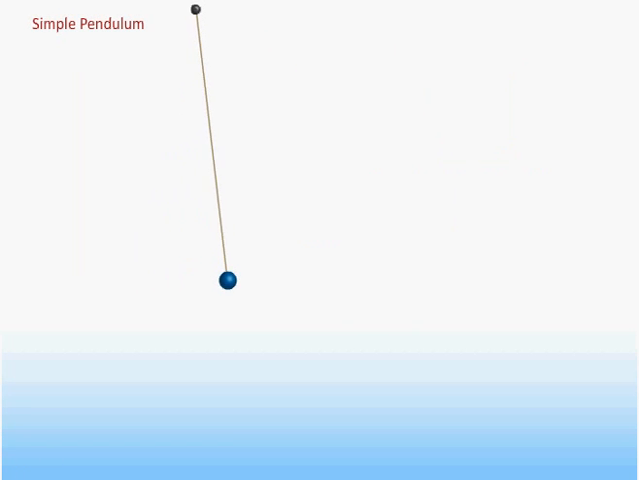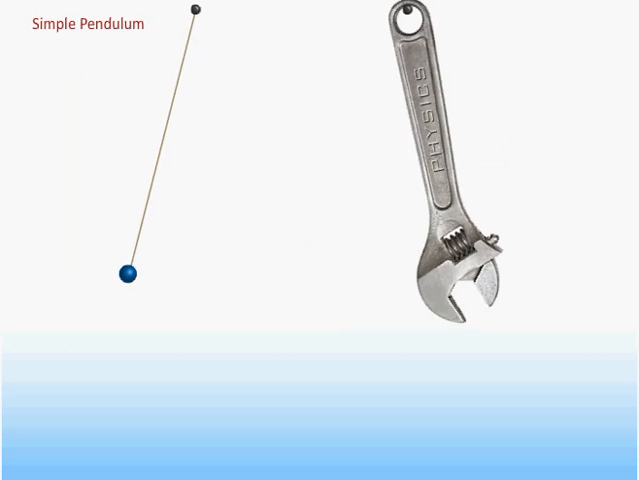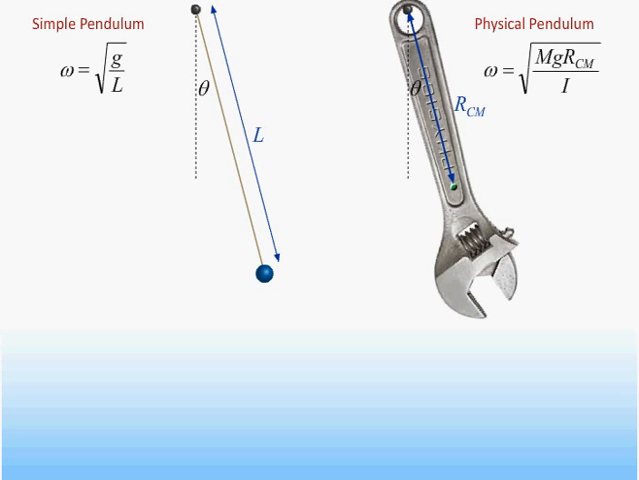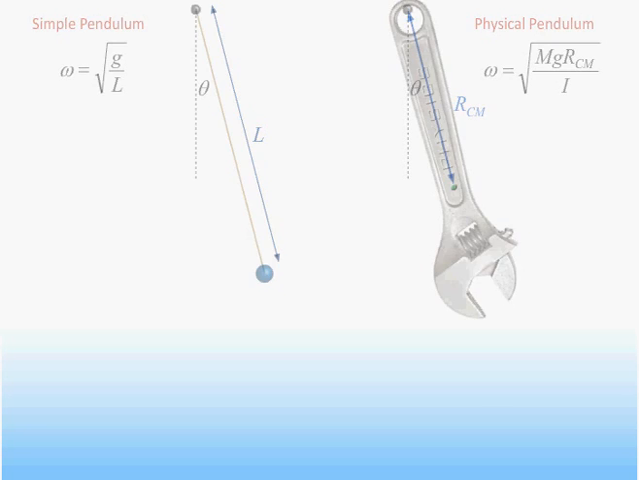We will now replace our simple pendulum by an object having a more complicated shape. Which properties of this oscillating system will be the same as those for a simple pendulum, and which will change? The answer is that the oscillating behavior is exactly the same as before, the only difference being that the expression for the frequency of oscillation will look a bit different, depending on the location of the center of mass and the moment of inertia of the object.